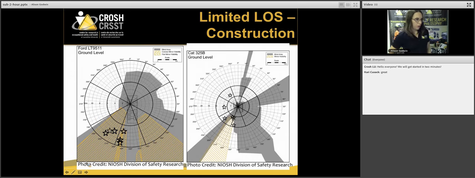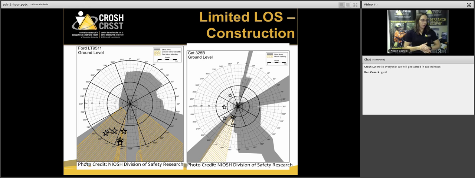Now the plots that you can see on the screen were done by the Division of Safety Research out of NIOSH. And that's an excellent resource. They have all sorts of construction machinery and they've done these large plots based on the 12-meter radius circle as stated in the ISO standard. They have them for all sorts of machinery and also different sizes of machinery as well. And you can see that the gray in this situation indicates a blind area to the operator. And they've also been able to add in any additional visibility that is achieved by putting mirrors on the machinery.